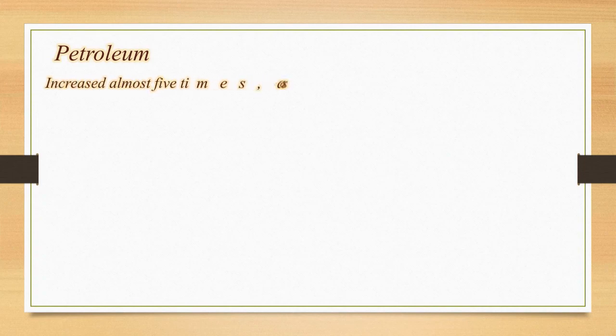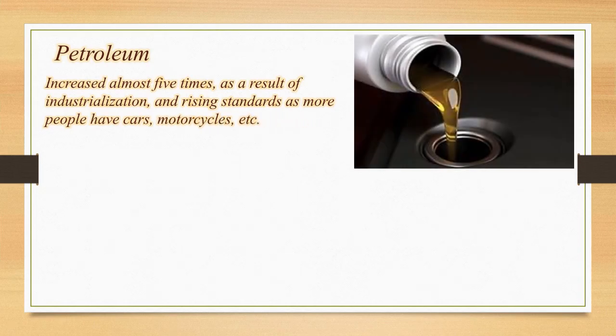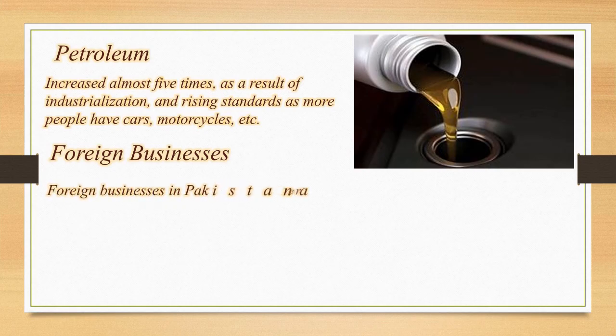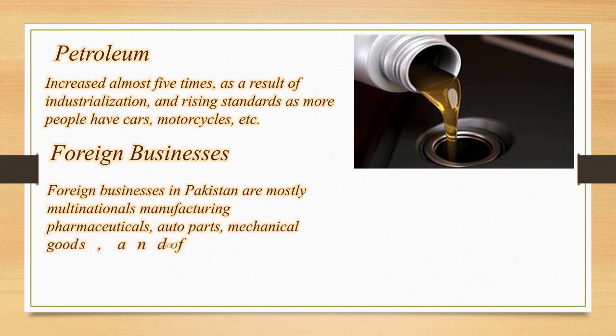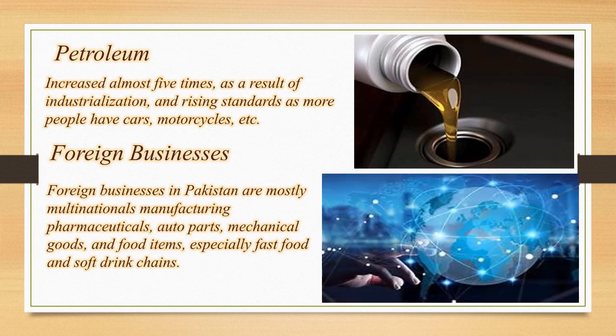Petroleum increased almost 5 times as a result of industrialization and rising standard as more people have cars, motorcycles, etc. Foreign business. Foreign businesses in Pakistan are mostly multinationals manufacturing pharmaceuticals, auto parts, mechanical goods, and food items, especially fast food and soft drink chains.